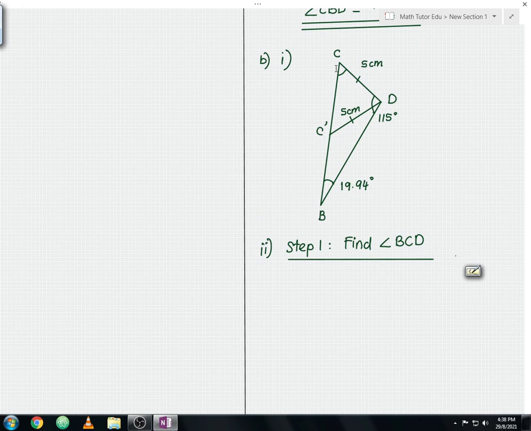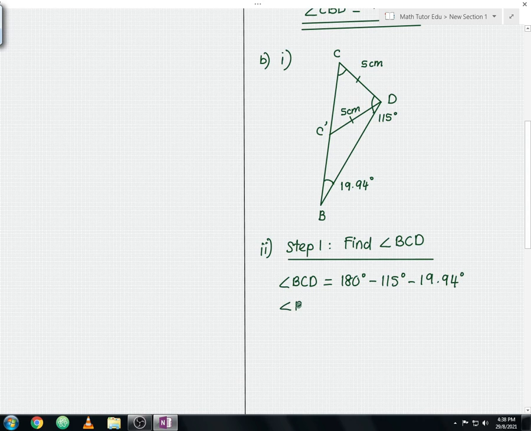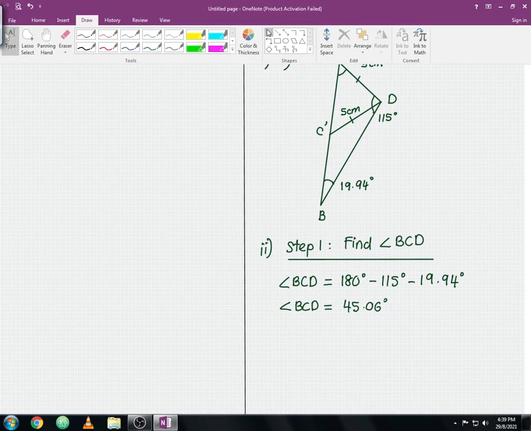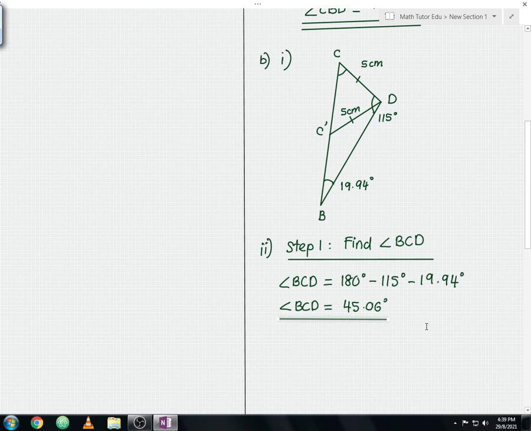So from here let us begin our working. Angle BCD is equal to 180 degree minus 115 degree, which is this angle, and then you minus 19.94 degree. You calculate this, you should get your angle BCD is equal to 45.06 degree. Let me underline this. So our step 1 is clear.